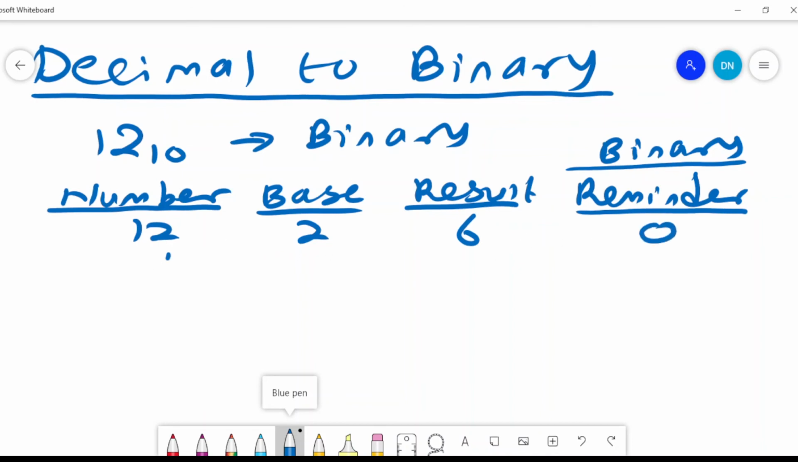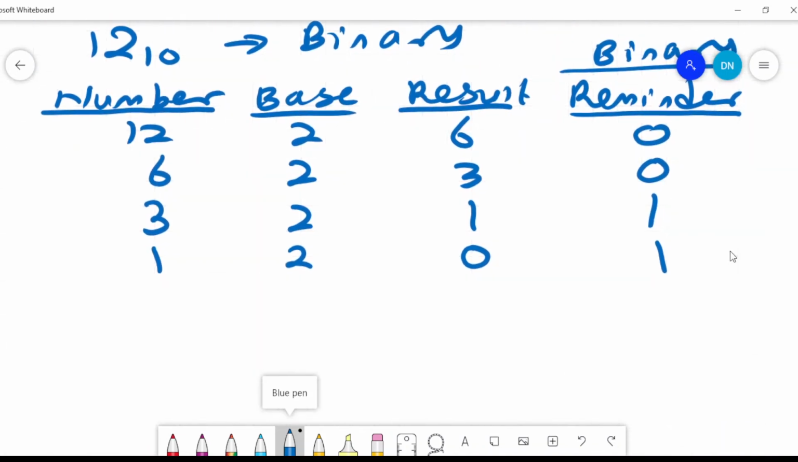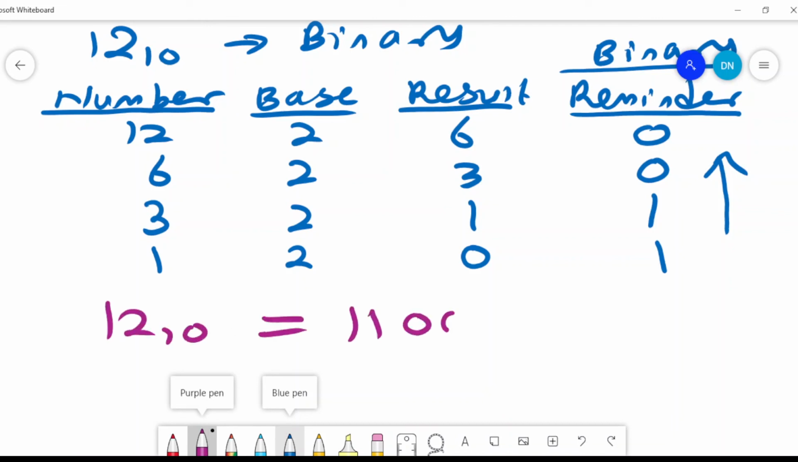So here I'm left with 6. 6 divided by 2 is 3, remainder 0. Then I'm left with 3. 3 divided by 2 is 1, remainder 1. And then 1 divided by 2 is 0, remainder 1. So that is the number that we have if we divide through using that process. And then our numbers, we read them from down going up. So therefore I can say 12 to base 10 will be equal to 1100 to base 2.